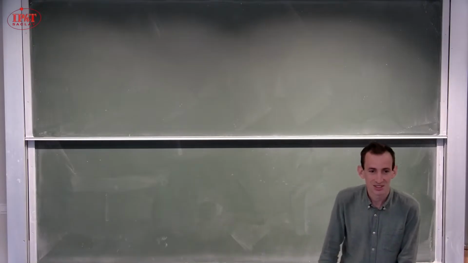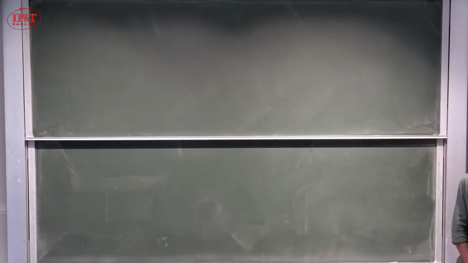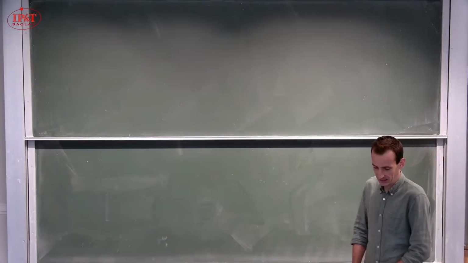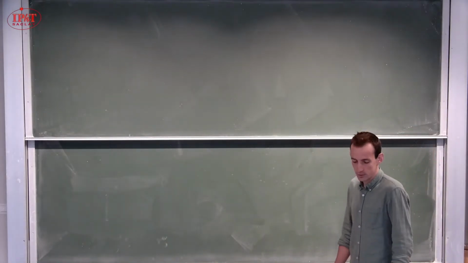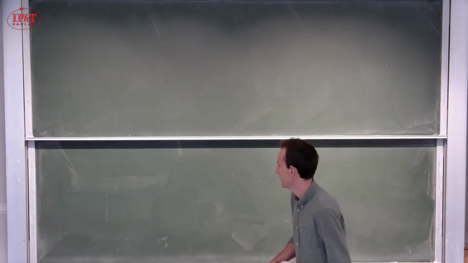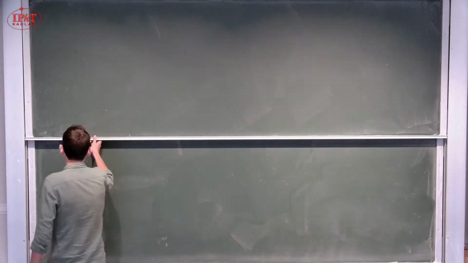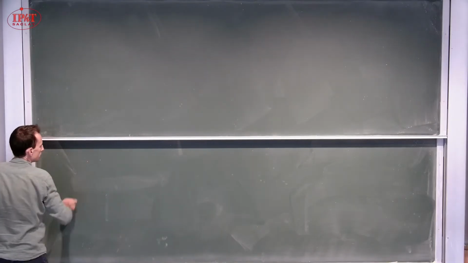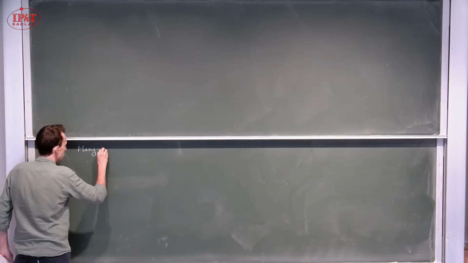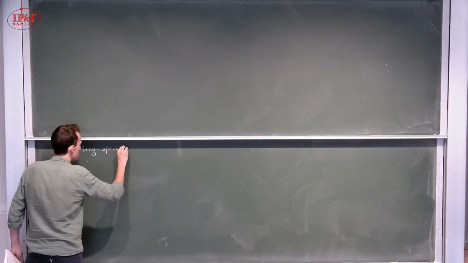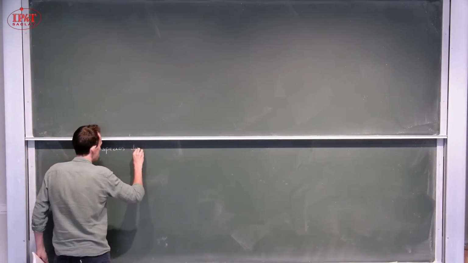Okay. Good morning, everyone. Welcome to the third lecture of the series on statistical physics. So I'll briefly start by reminding what we achieved last time. The goal of the lecture last week was to go from many species dynamics.